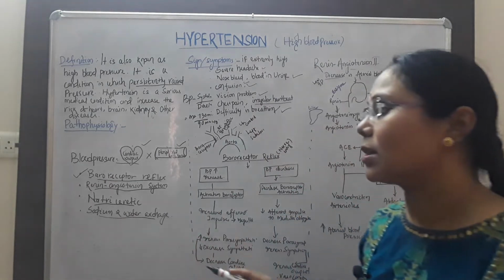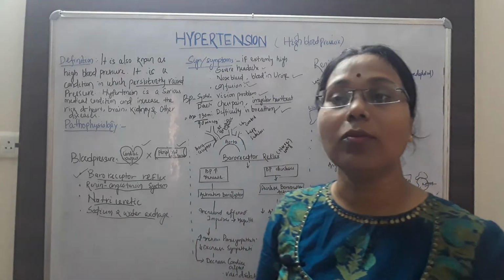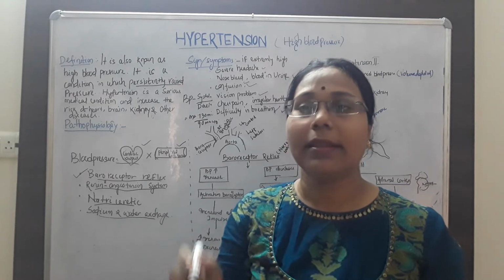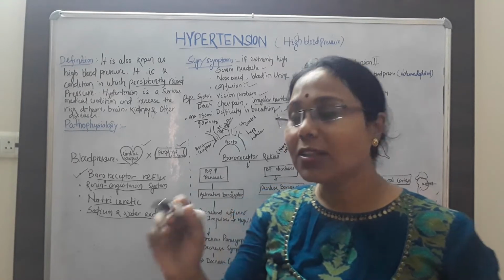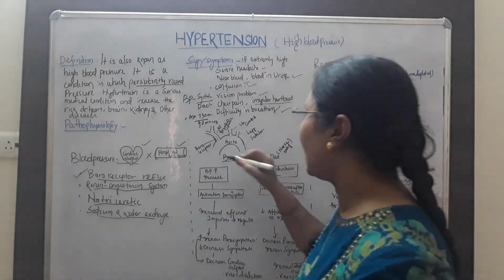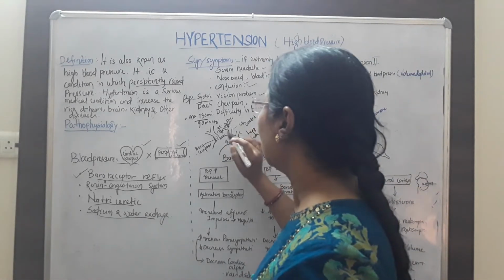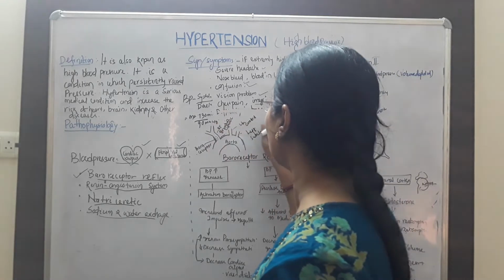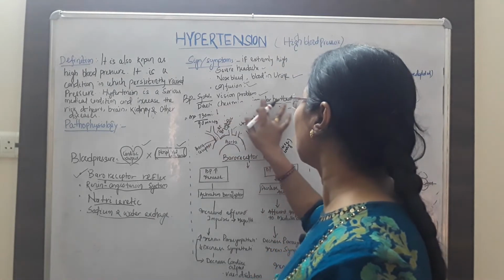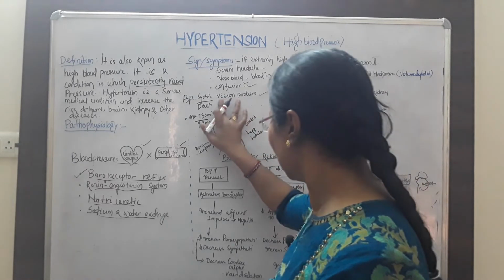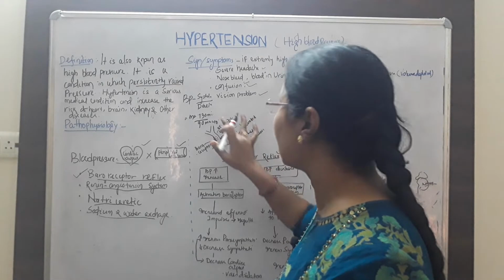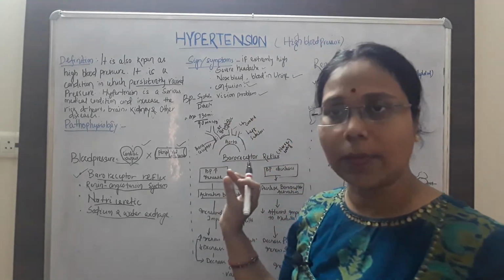What is the baroreceptor reflex? First we have to know what the baroreceptor is. Baroreceptors are the nerve endings that are present on the arch of aorta. See, this is the arch of aorta. In the previous class we discussed the arch of aorta. The aorta is the first artery from which the blood is circulated to the other parts of the body.